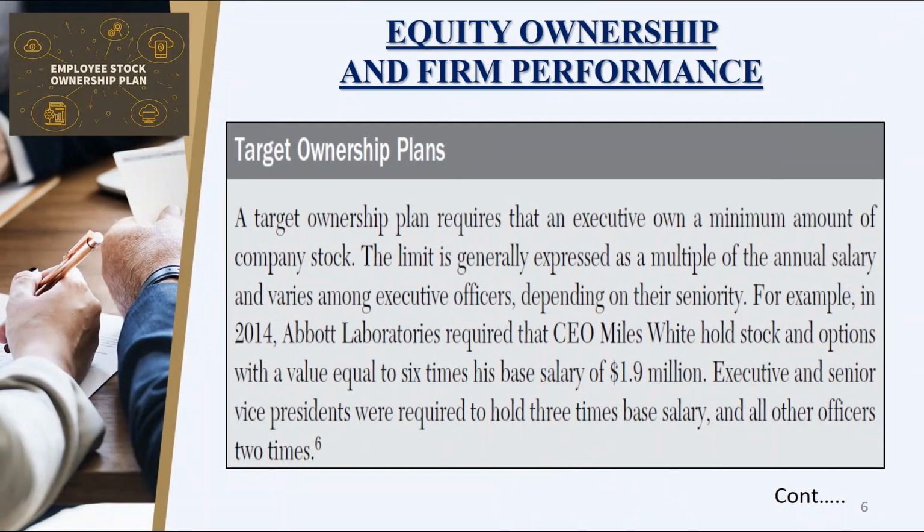Now I'll discuss target ownership plans under the topic of equity ownership and firm performance. A target ownership plan requires that an executive own a minimum amount of company stock. The limit is generally expressed as a multiple of the annual salary and varies among executive officers depending on their seniority. For example, in 2014, Abbott Laboratories required that CEO Miles White hold stock and options with a value equal to 6 times his base salary of $1.9 million. Executive and senior vice presidents were required to hold 3 times base salary and all other officers 2 times.